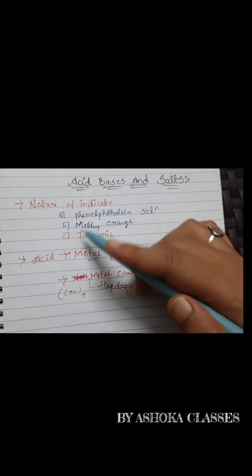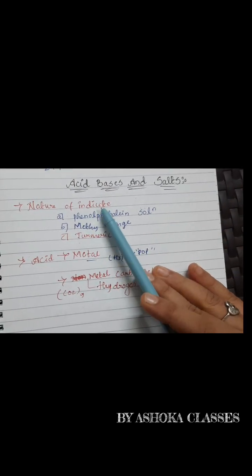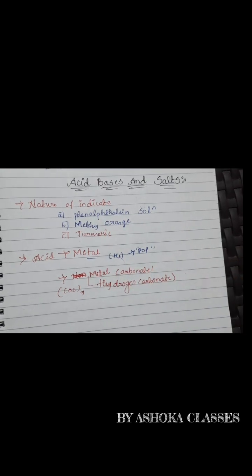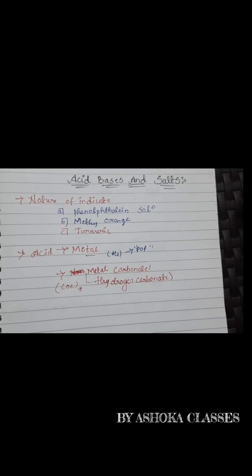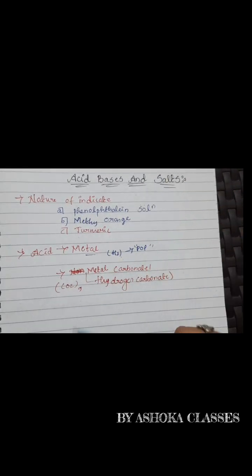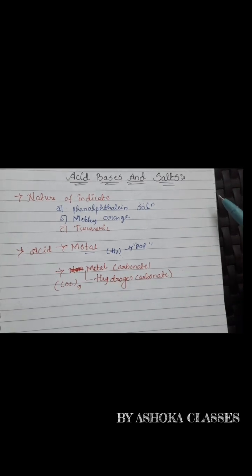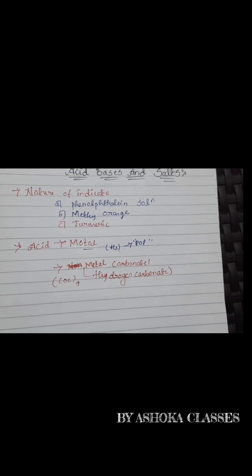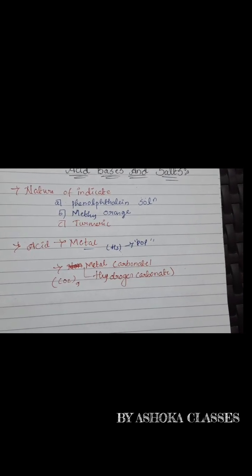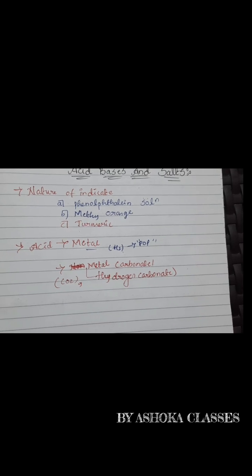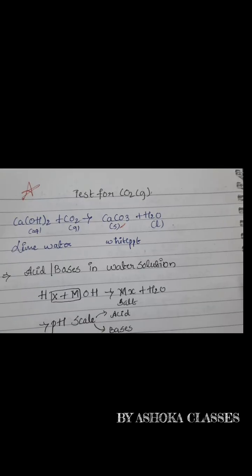Next chapter is Acids, Bases and Salts. In this, the basic thing you have to remember is the nature of indicators. You have to remember how a phenolphthalein solution indicates, how turmeric indicates, how methyl orange indicates. Next is the acid. With a metal, H2 gas gives a pop sound, and also a metal carbonate and a metal hydrogen carbonate. You have to remember this.